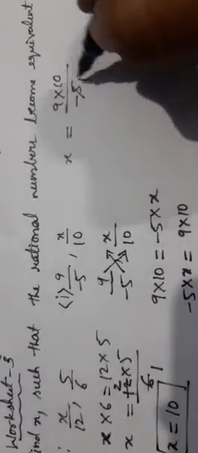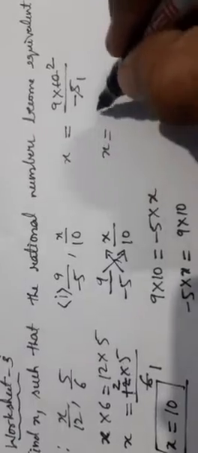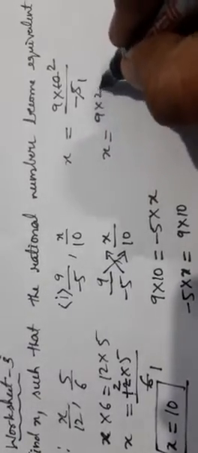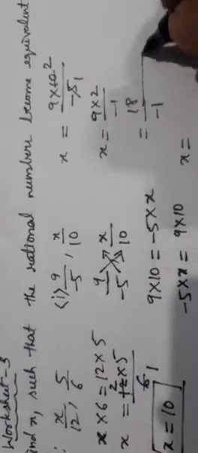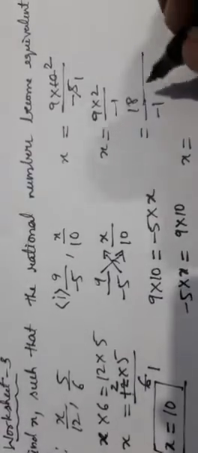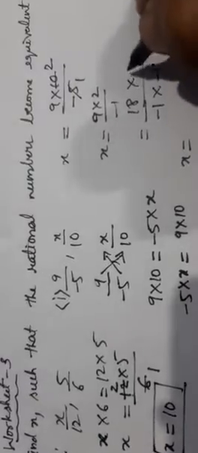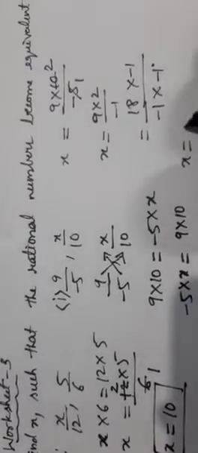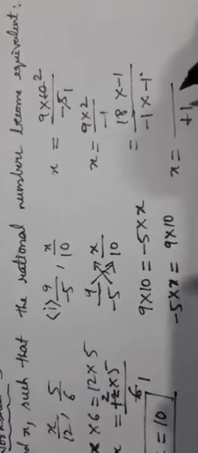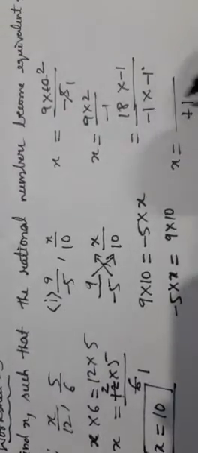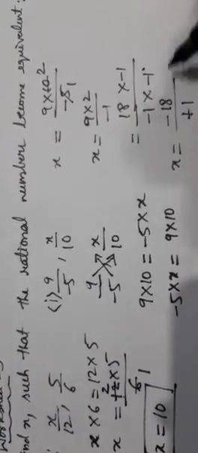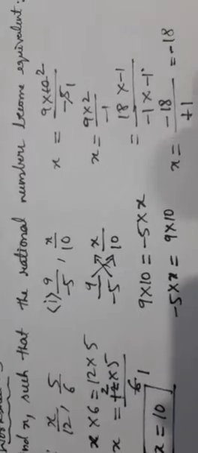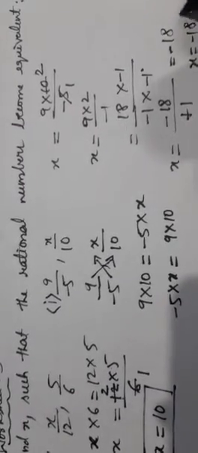Now cancel children. 5 ones are 5, 5 twos are 10. x is equal to 9 twos are 18 divided by minus 1. Therefore the value of x will become, because in the denominator we have minus sign, multiply by minus 1 so that it becomes positive. Minus into minus is plus and 1 ones are 1. Then 18 ones are 18, plus into minus is minus. Minus 18 is the value of x children. x is equal to minus 18.